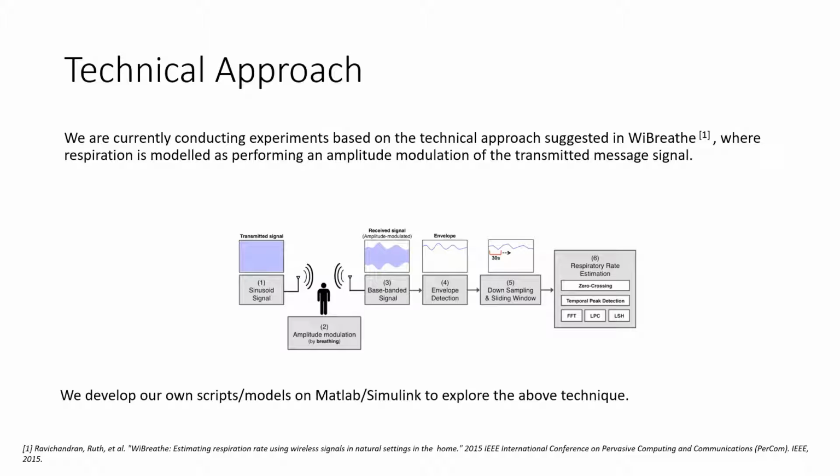in number 3 there. Then we do some envelope detection in block 4. We downsample in block 5. And then we determine the respiratory rate. Here we've listed some different ways of doing that, and we're still trying to figure out what the best way to do that is. Maybe FFT, maybe temporal peak detection. There's a couple others. We're trying to figure out what the best approach is right now. And of course, we're developing our own scripts and models and writing our own code and using some of the built-in MATLAB and Simulink functions.